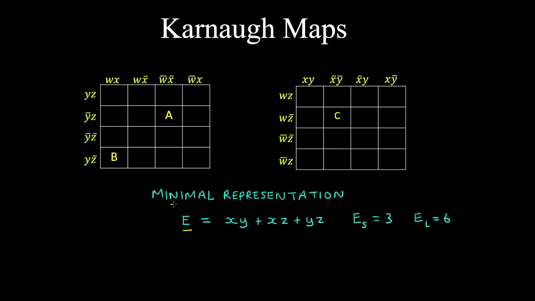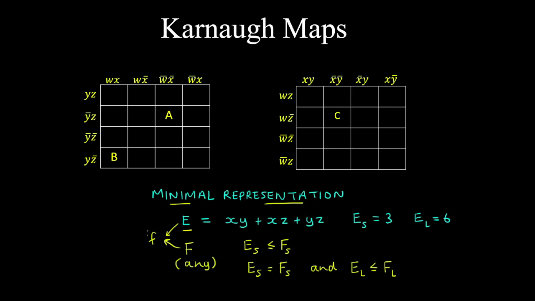So we call E a minimal representation of some boolean expression if for any other boolean expression f, where both of these represent the same function, we have the number of terms in E being less than or equal to the number of terms in f, and if the number of terms in E is equal to the number of terms in f, then the number of literals in E must be less than or equal to the number of literals in f. So this must be true for any expression f that represents the same function as E.